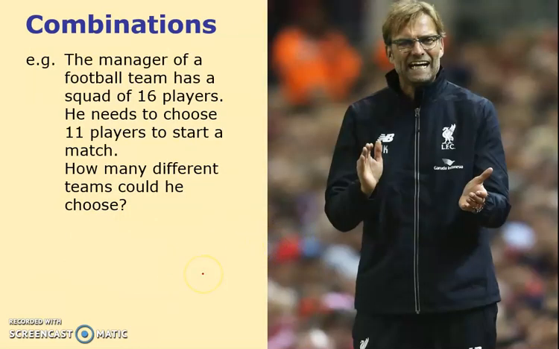Combinations then, a real life question, I suppose. A football manager has a squad of 16 players. He needs to choose 11 players to start the match. How many different teams could he choose? Now this assumes that any player can play any position, which is probably not true. But basically I've got 16 things. I want 11 of them. 16C11. That should be it.